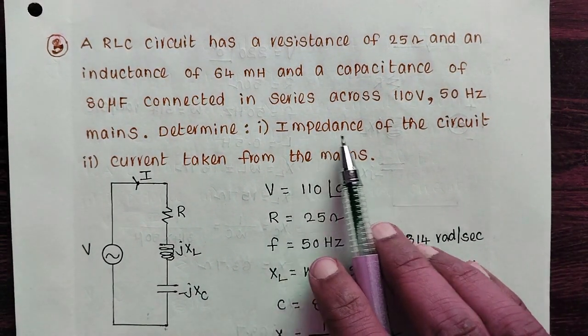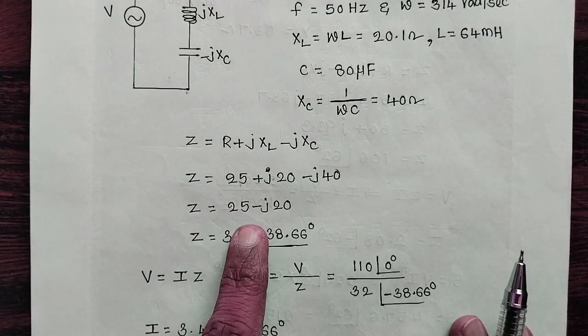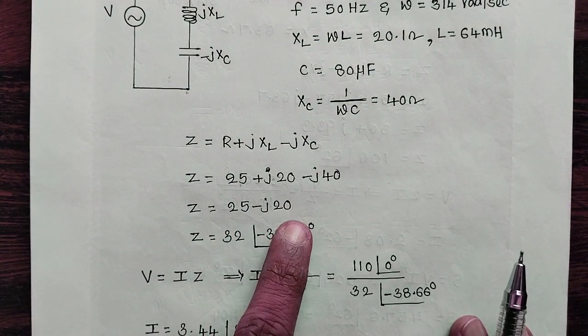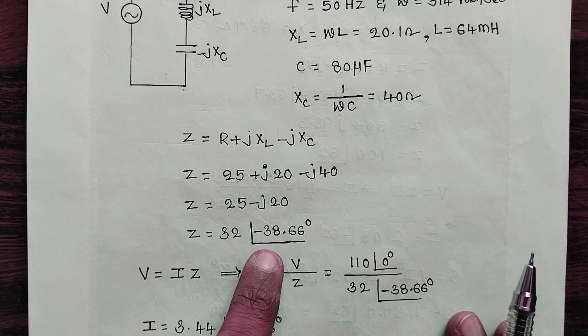So one question is the impedance of the circuit. The impedance of the circuit is 25 minus j 20 in rectangular coordinates, and in polar coordinates Z equal to 32 at an angle of minus 38.66 degrees.